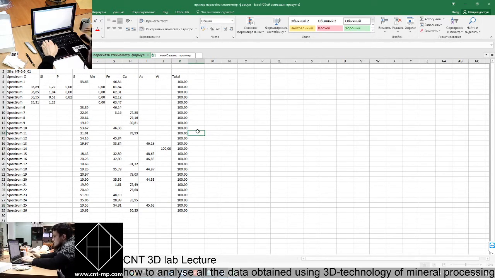For example, these are all volatile elements such as hydrogen, oxygen, and light elements. Oh, sorry.